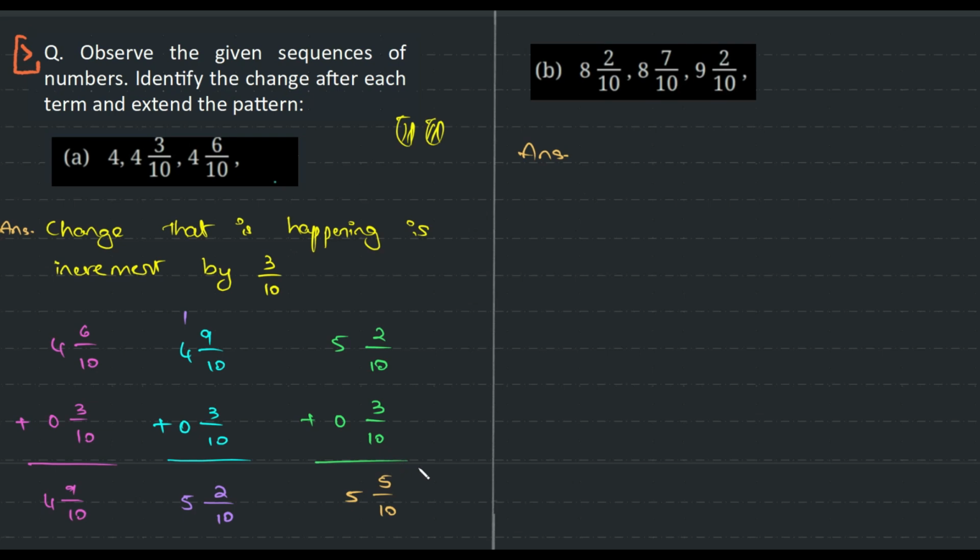Figure out what is the change that's happening and then write the next set of numbers. I think 3 is the minimum. So you guys can write up 3 numbers. Okay, please pause and try this.